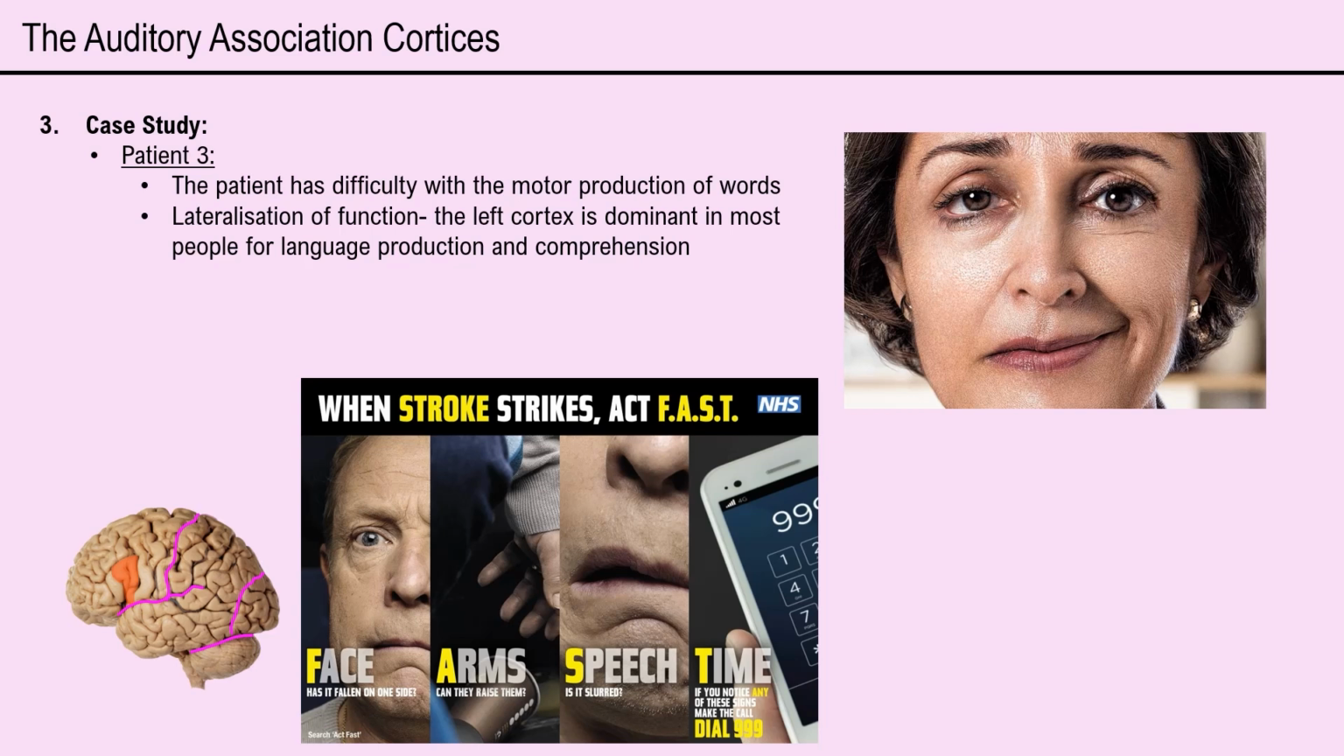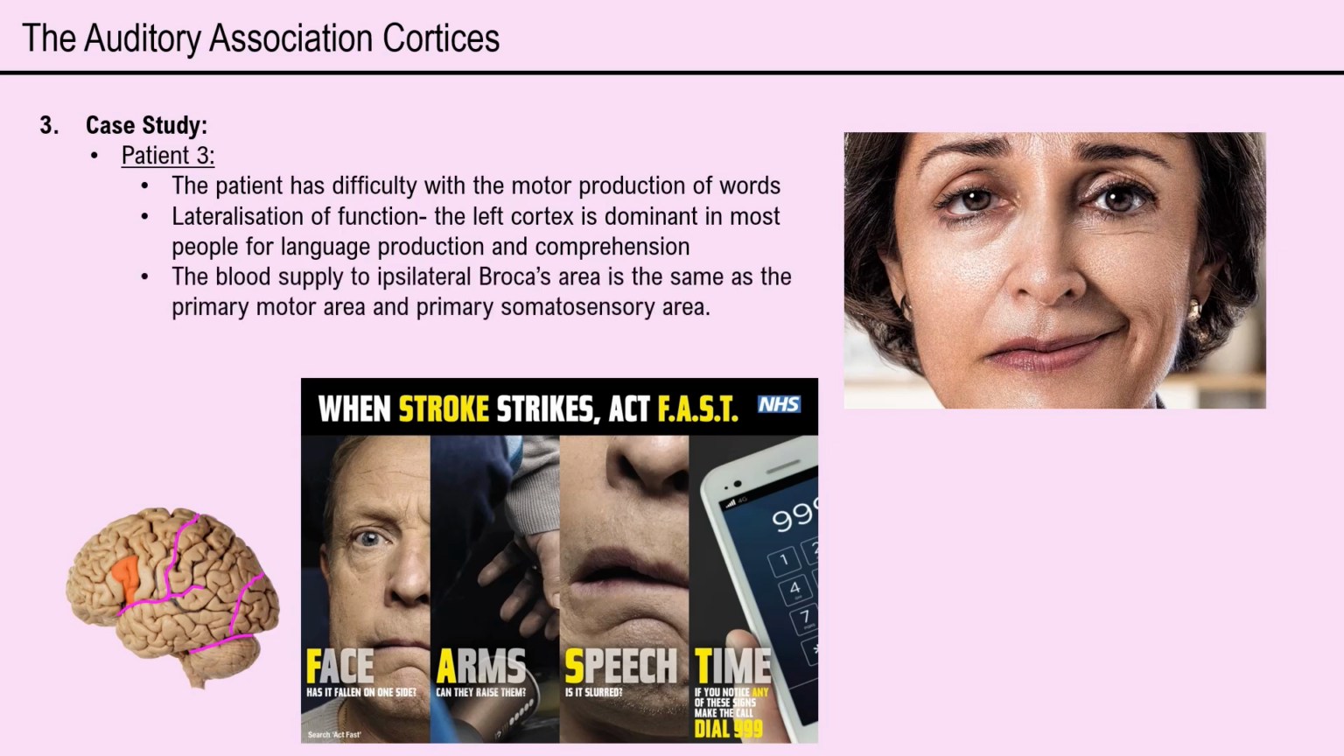What you don't know yet is that the primary motor area, the primary somatosensory area, and Broca's area all share a main blood supply. So when the main artery going to the left hemisphere gets blocked, Broca's area, the primary somatosensory cortex, and the primary motor cortex all suffer the effects of the occlusion, which is another reason why these are the common signs of a stroke. It is therefore awareness campaigns like this that highlight the importance of acting fast. Face, arms, speech, and the importance of time.